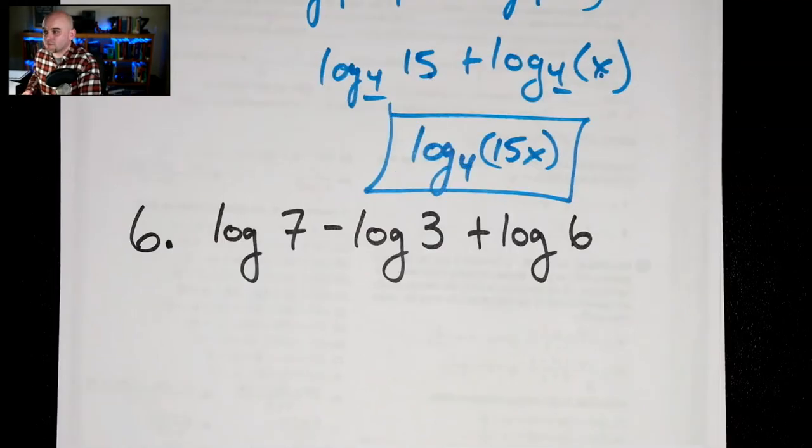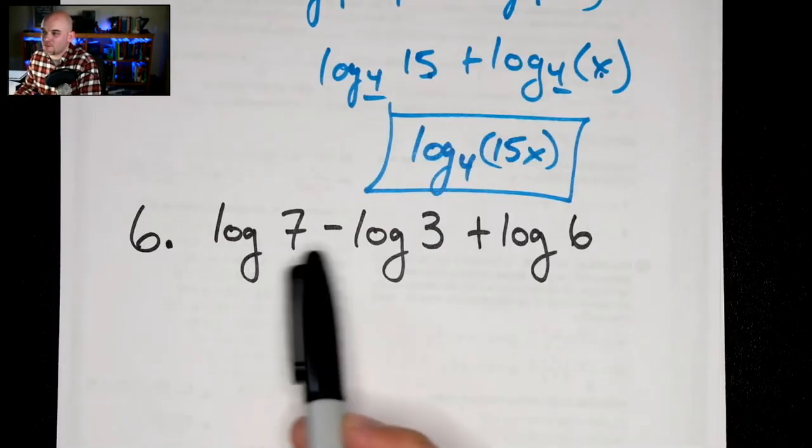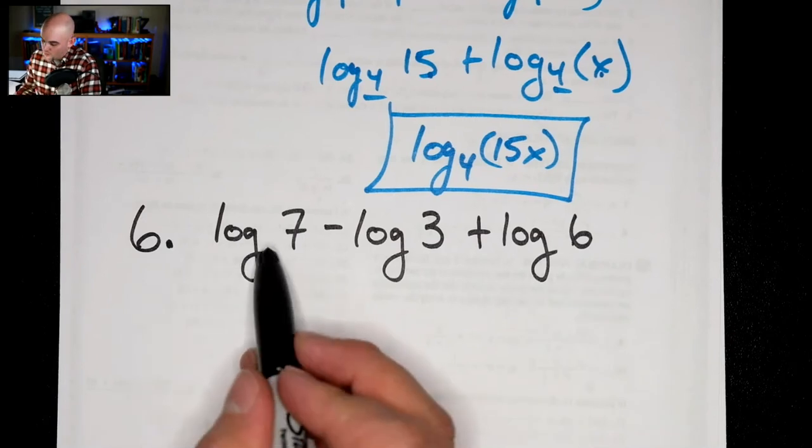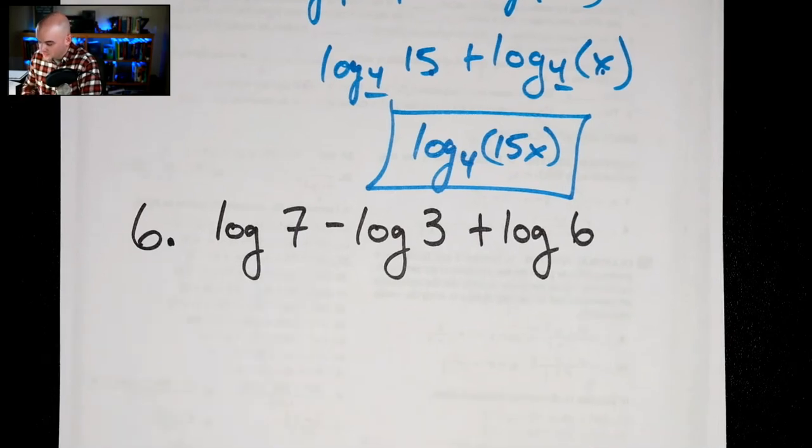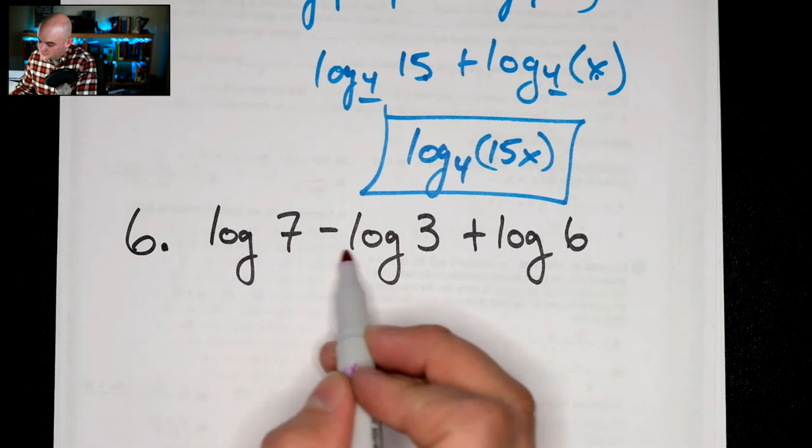Number 6. We got number 6 right here. Notice, what is the base to this logarithm? Well, there's not one written down. That means it must be 10. So that's just something to keep in mind if no base is written. The base is 10 there. So we've got log base 7 minus log base 3.